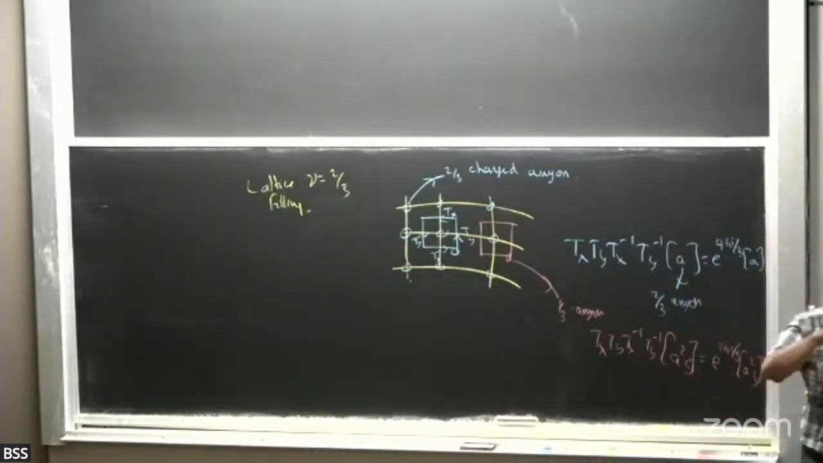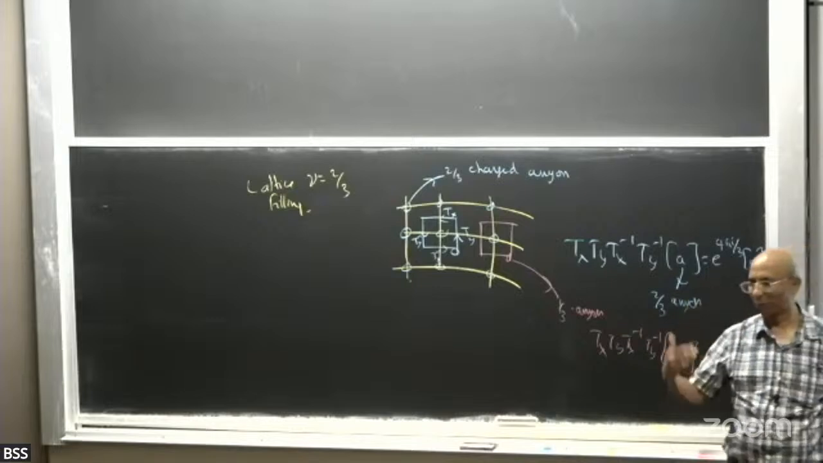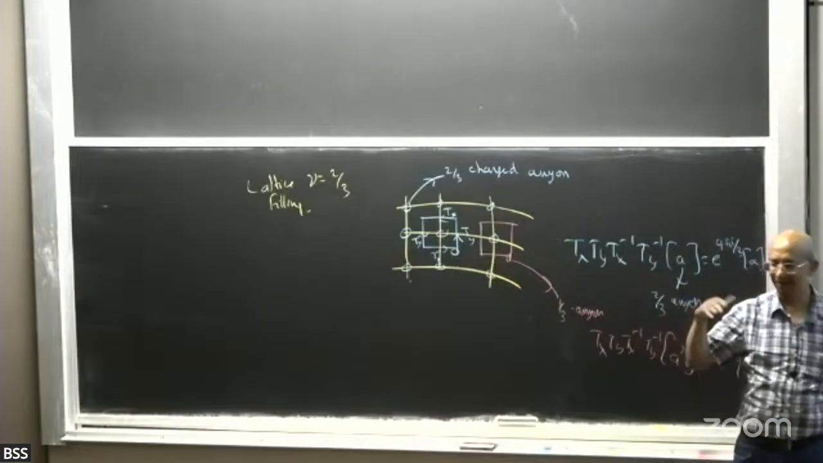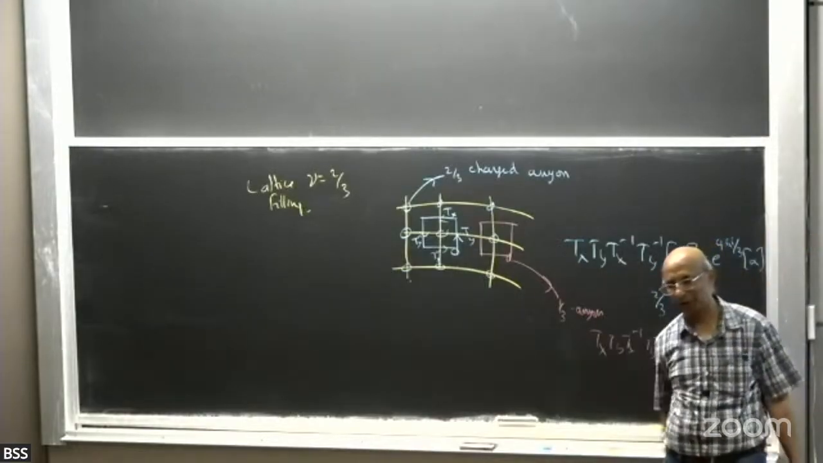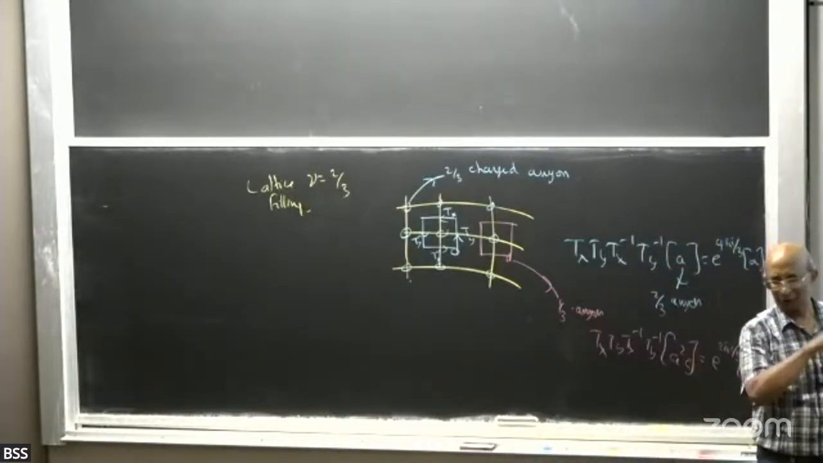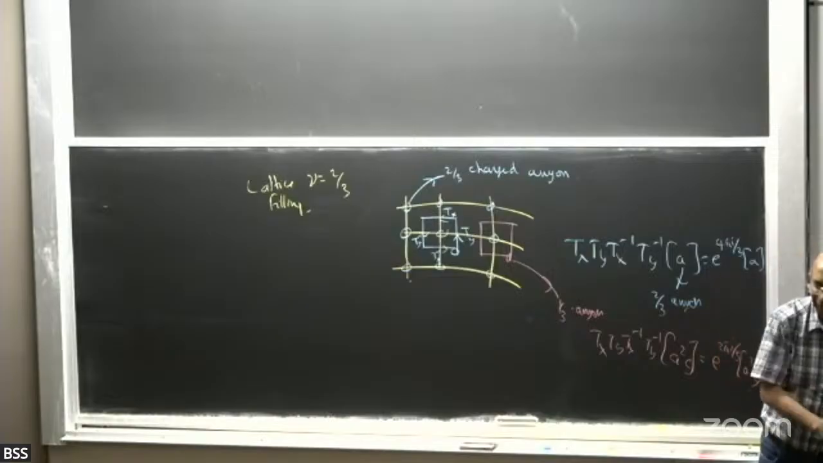For bosons, there's a big statement that at filling p over q, there's a minimal topological order where you have at least a Z_q gauge theory if it's time reversal invariant, or U(1) level q. For fermions, there's a different story, and there are theorems on all of these things, most of which I don't need, so I'm not talking about it.